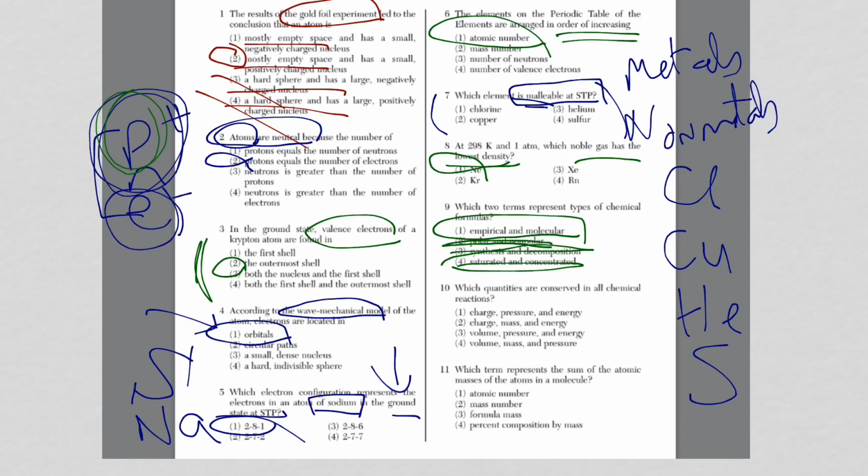Moving on to number 10. Now, which quantities are conserved in all chemical reactions? Well, students remember conservation of mass and conservation of energy. But the third one that a lot of times we forget about is charge.